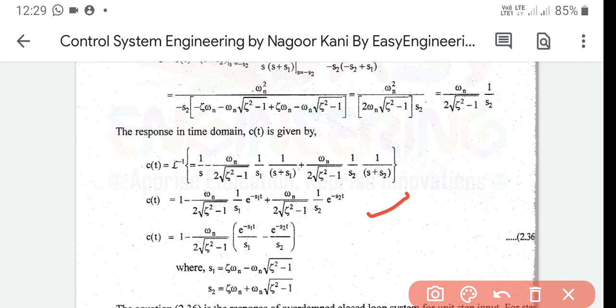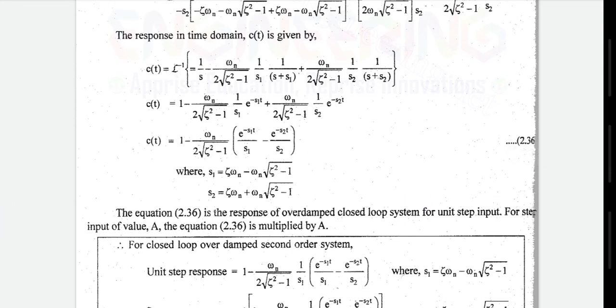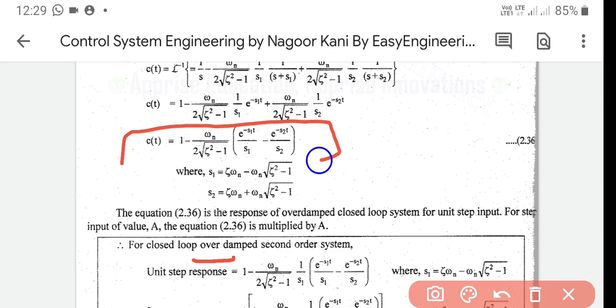1 by s plus s1 can be written as e power minus s1 into t, and 1 by s plus s2 can be written as e power minus s2 into t. Now what is the common part? Omega n by 2 into square root of zeta square minus 1. Take the common part here, and finally you have the equation like this, where you know the s1 and s2 values. So this is the final equation of c of t for an over damped system.